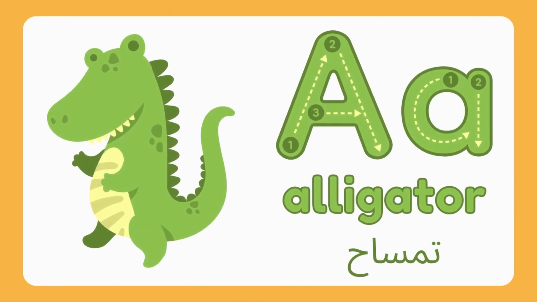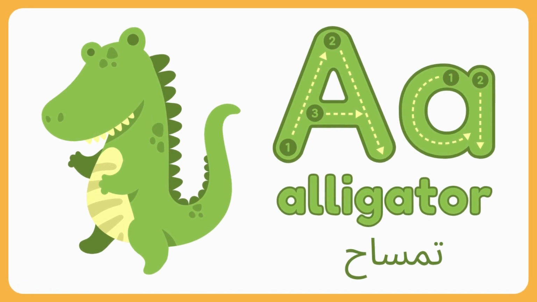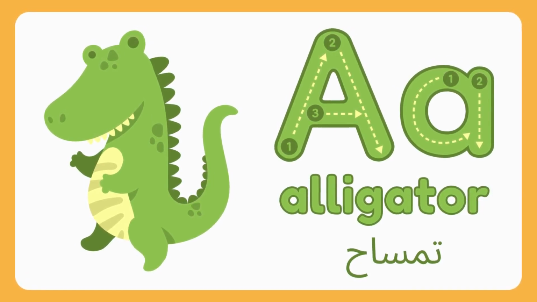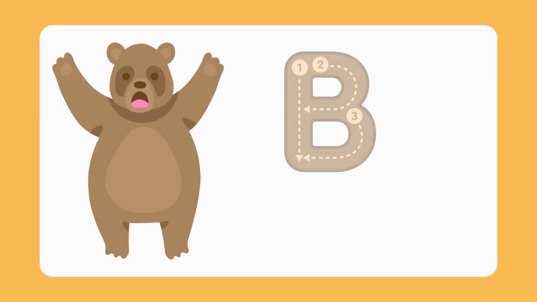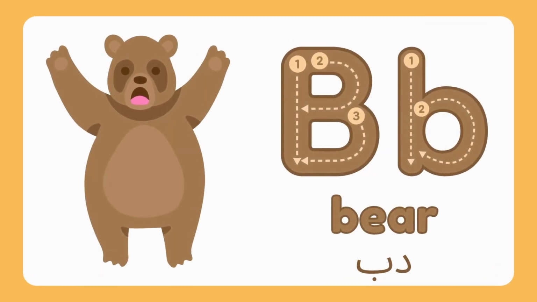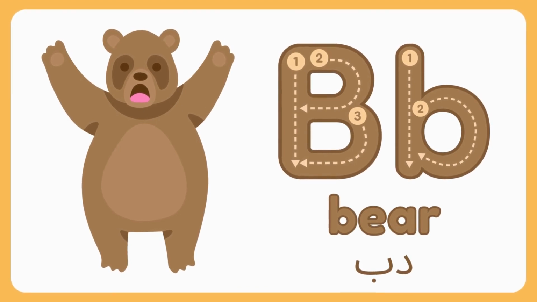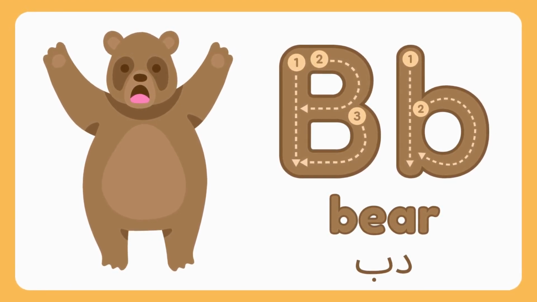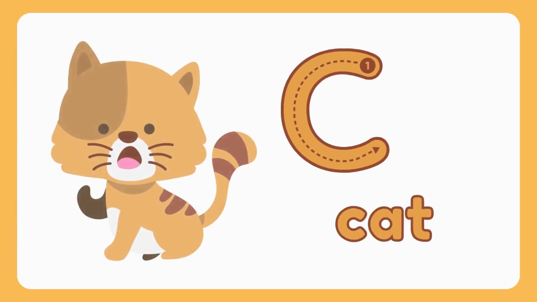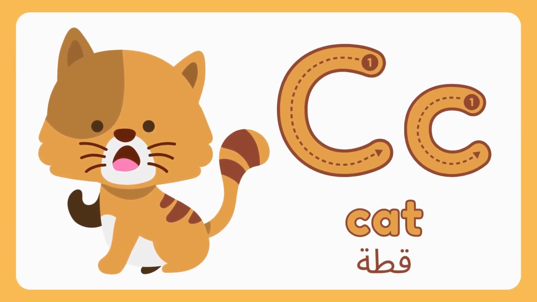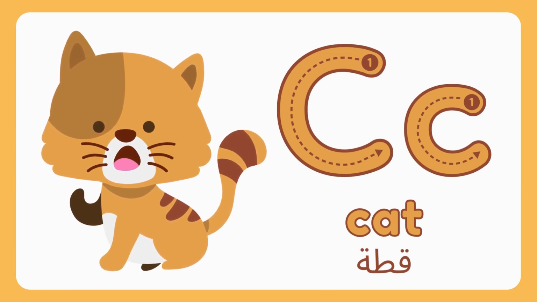A for alligator. Alligator. تمساح. B for bear. Bear. دب. C for cat. Cat. قطة.